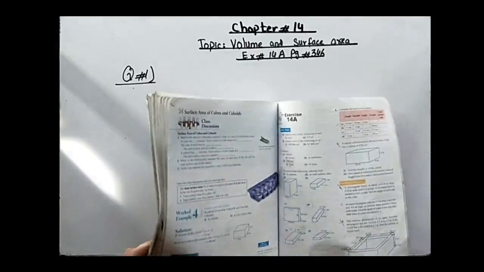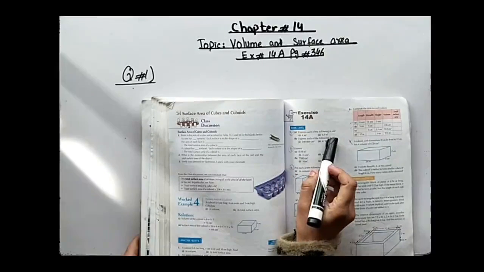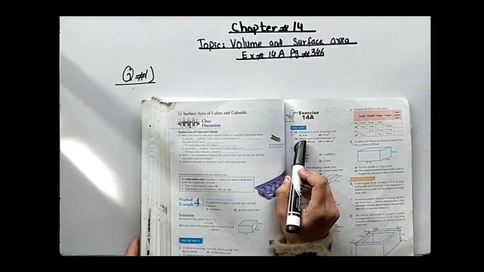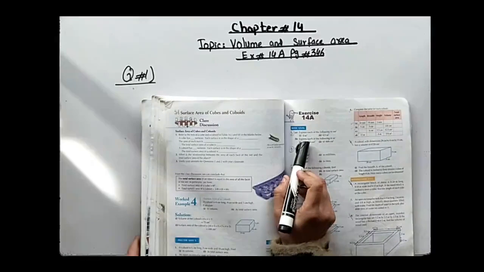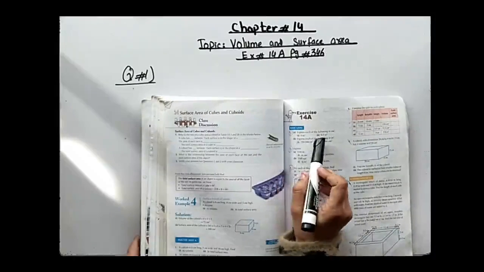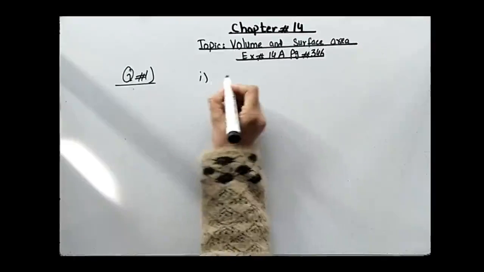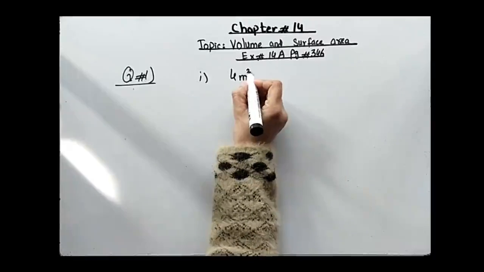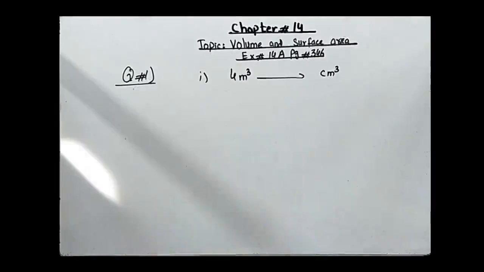Question number 1, E part. In the E part, they are saying to express each of the following in centimeter cube, which means change the units. The first part is 4 meter cube. The value is given in meter cube and they are saying to convert it into centimeter cube. So first, 4 meter cube. How can we convert it into centimeter cube?